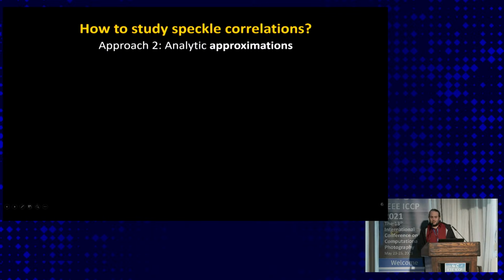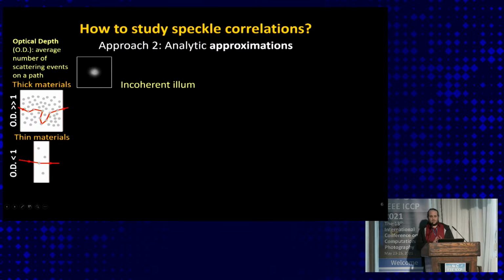Another category of techniques focuses on developing closed-form but approximate models for speckle statistics. Our work falls under this category and draws inspiration from already closely related models for incoherent intensity images. Let's focus on two opposite extreme cases, very thick and very thin materials.